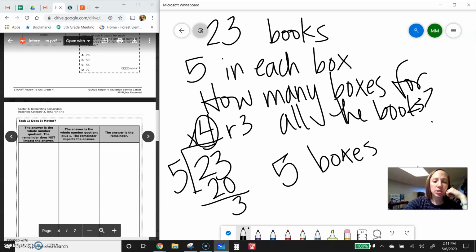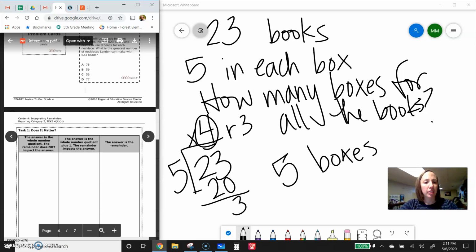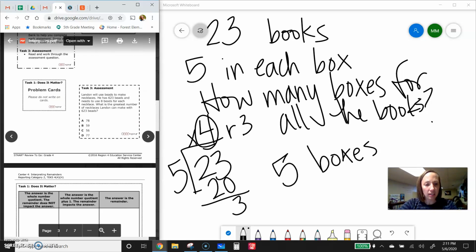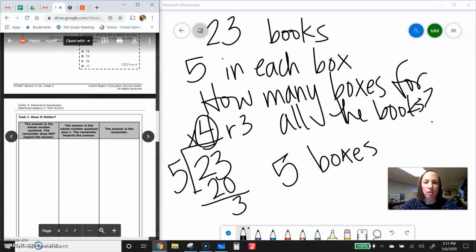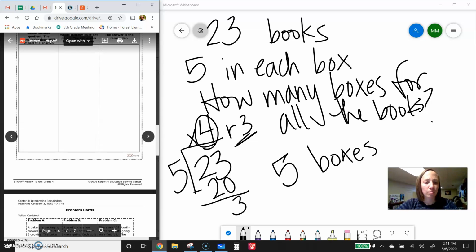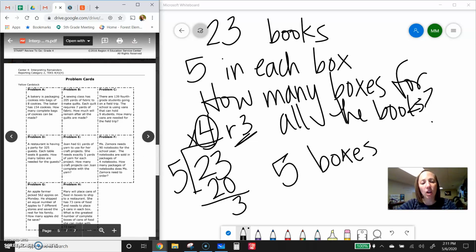And then sometimes our third option is just that the answer is the remainder. Like in that first problem, if it had said, how many beads does Landon have left over? Or in this problem I just wrote, 5 books in each box, how many books would be left over, not in a full box? Well, 3 would be not in a full box, right? So it just depends on what they are asking.